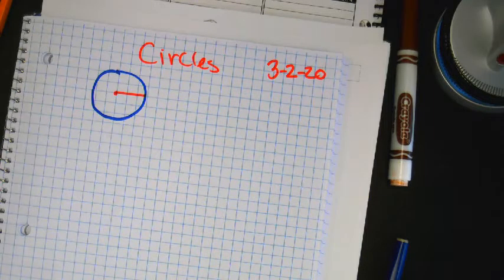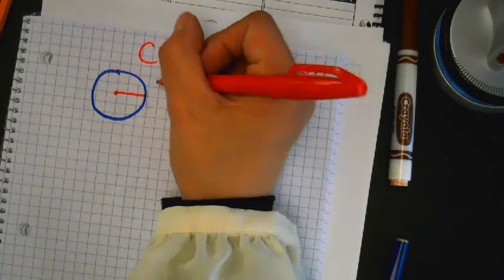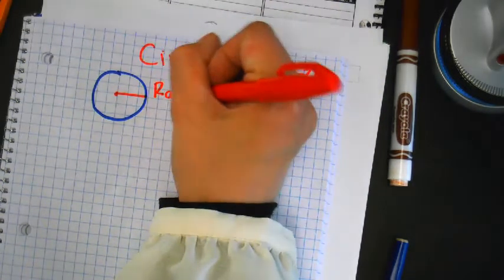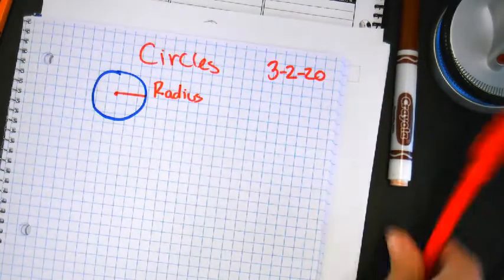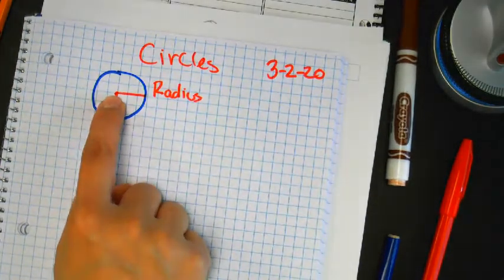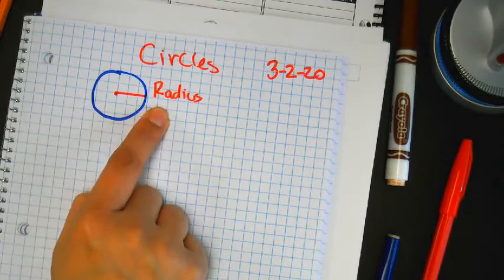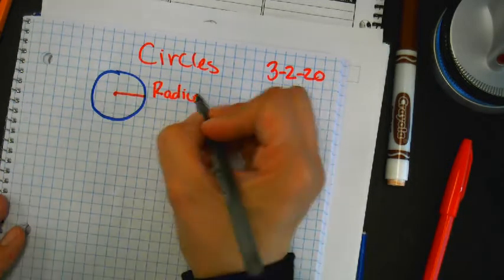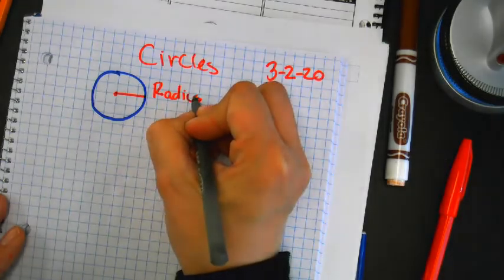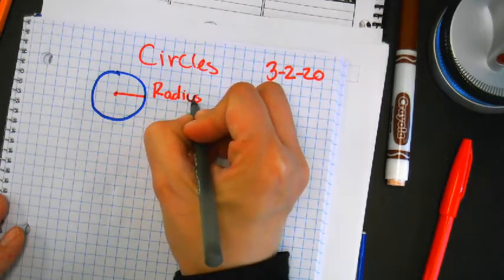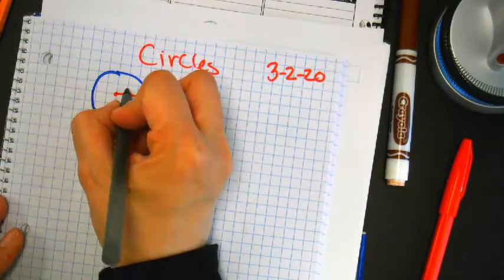Okay, this is called the radius. Very good, Season. Okay. When it starts in the center of the circle and goes out, that is called your radius. Okay? Abbreviated just with an R.